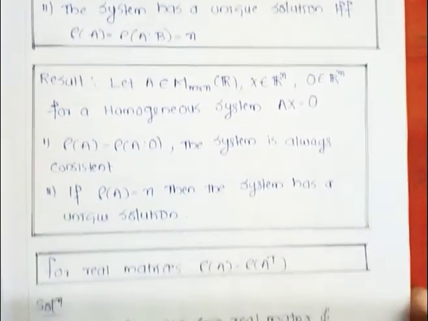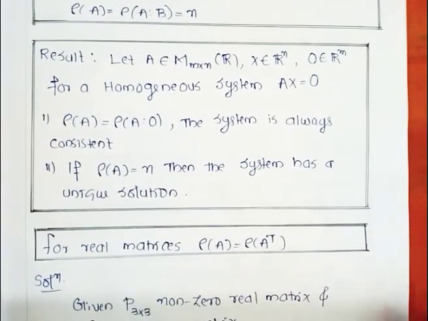And also we have a result. For real matrices, rank of A is equal to rank of A transpose, where A transpose is the matrix obtained by interchanging the rows and columns of A. Okay, so those are the results.